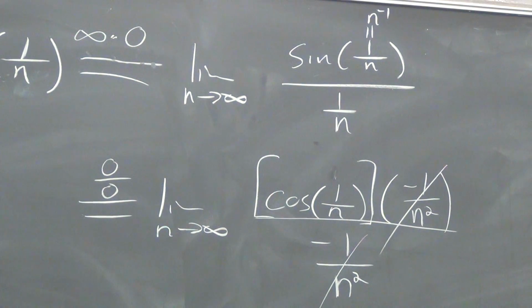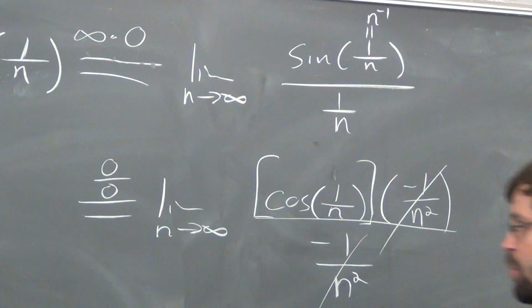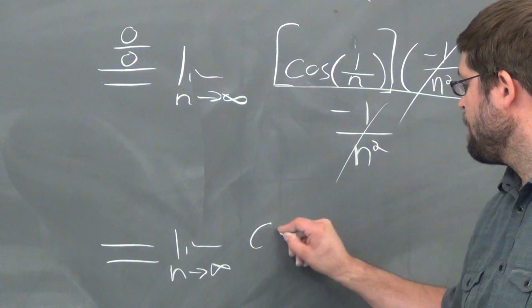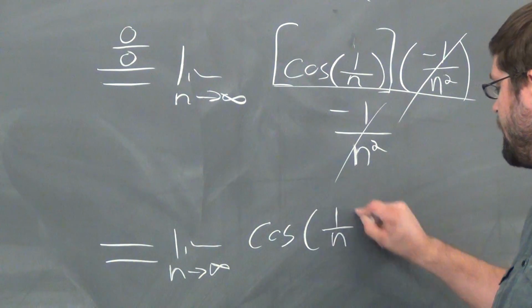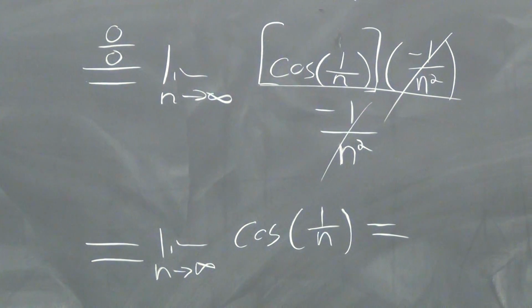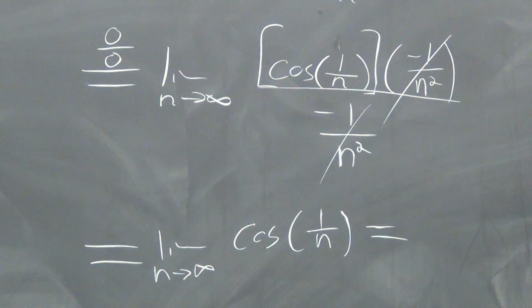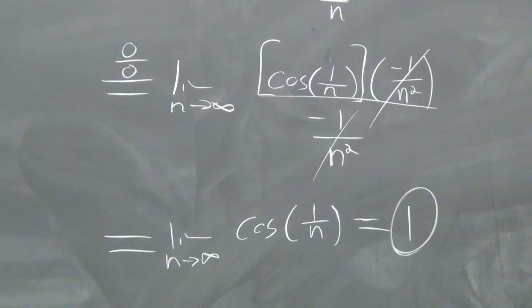So what's the limit as n goes to infinity of cosine of 1 over n? Well, 1 over n goes to 0, and then cosine of 0 is 1. Is that okay?